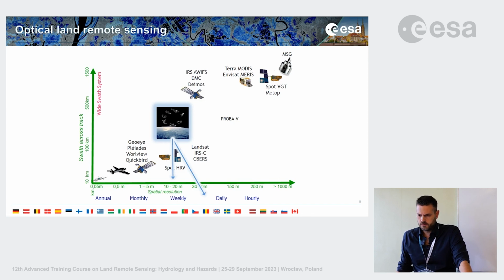And after, you will have also other satellites like Sentinel-3, MODIS Terra, and MERIS, or Spot Vegetation, that has a resolution of 300 meters, 1 kilometer. For METOP is 5 kilometers, if I'm not wrong. And there you can have a daily revisit time. With Sentinel-3, with 2 satellites, you will have a revisit time of less than 1 day.